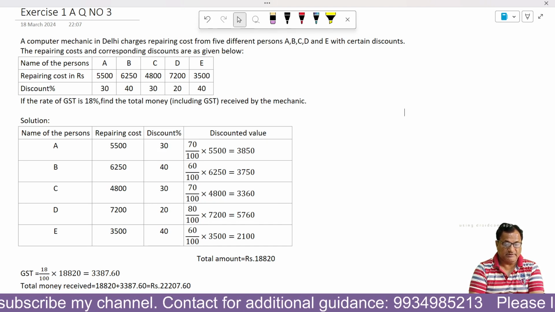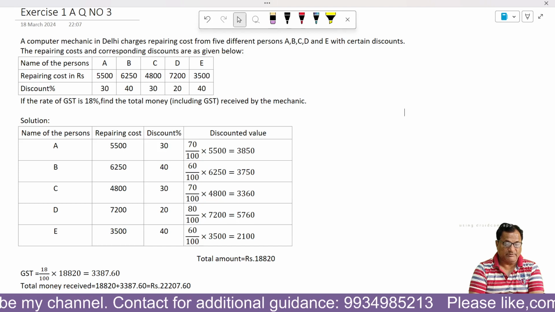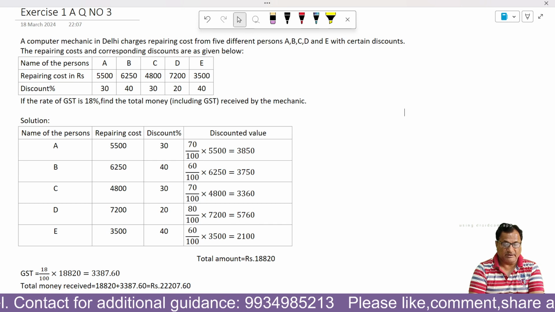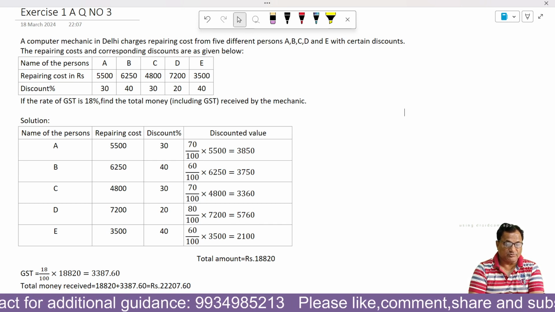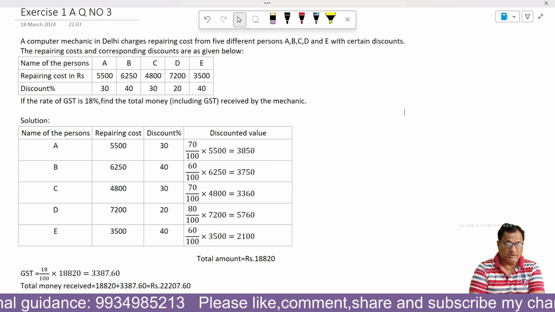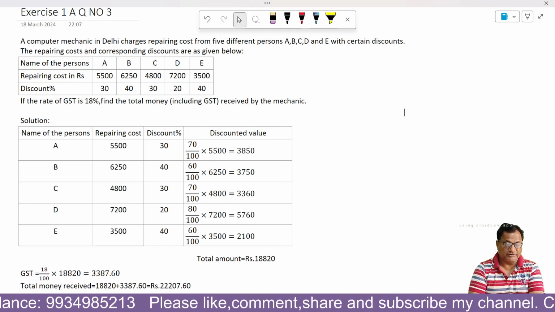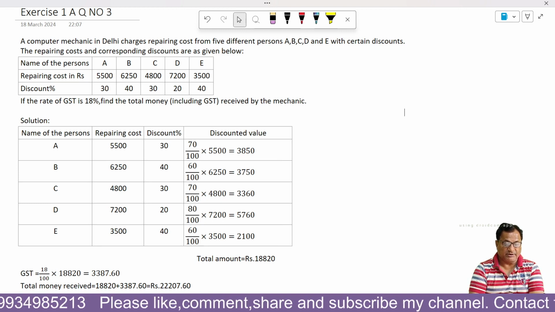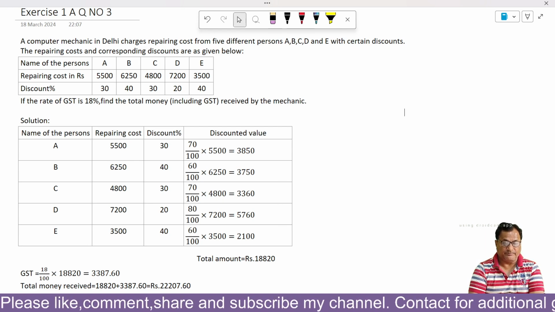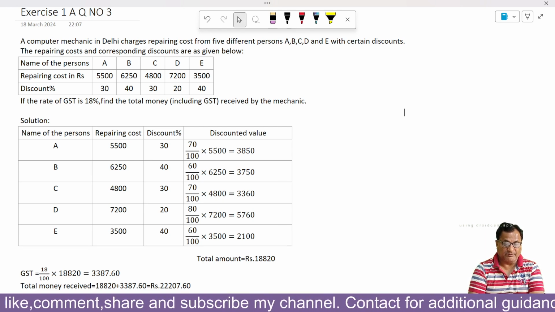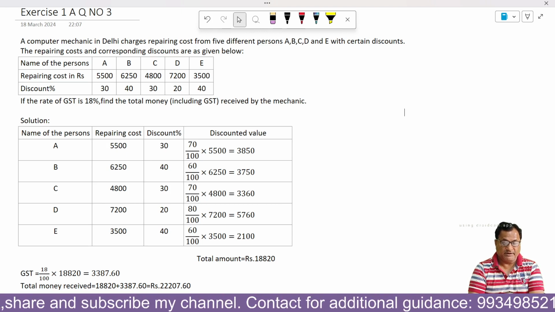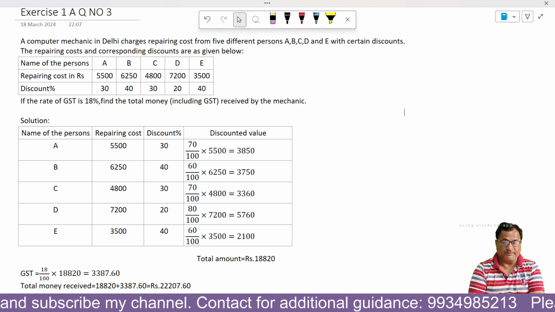So total amount of GST will be, because GST is 18%, 18 by 100 multiply 18,820, if you solve, that will become 3,387 rupees 60 paise. So total money received by the mechanic is equal to discounted value plus GST, that is 18,820 plus 3,387.60, and that will become rupees 22,270 rupees 60 paise.